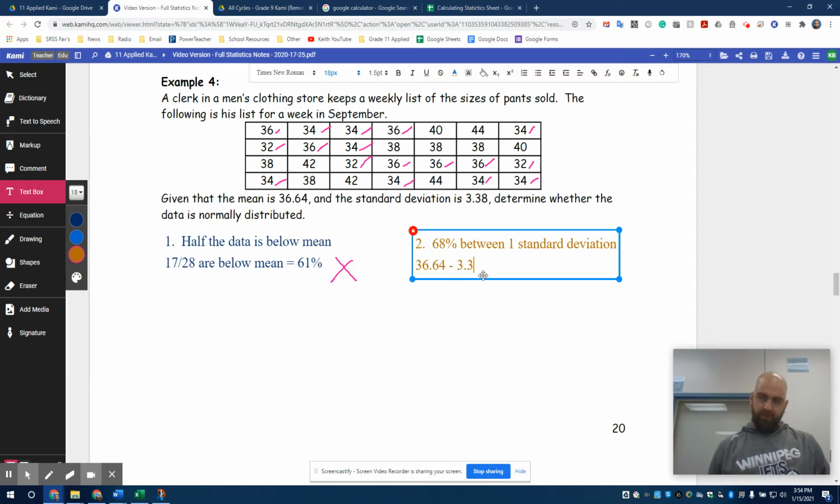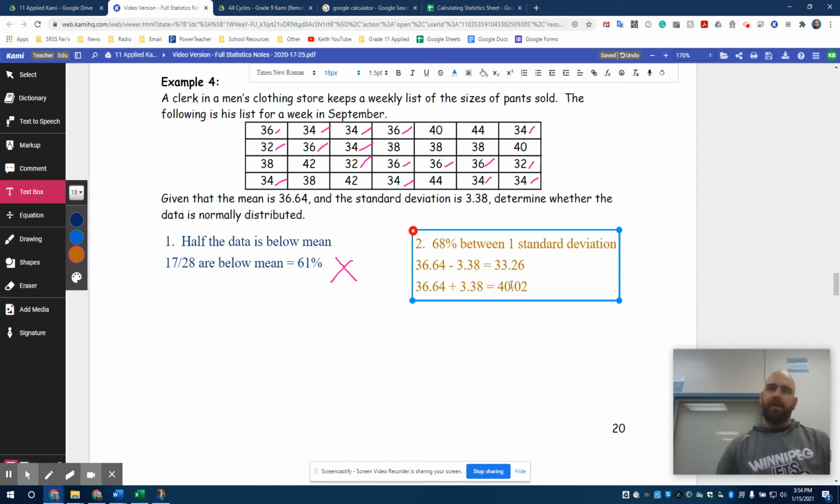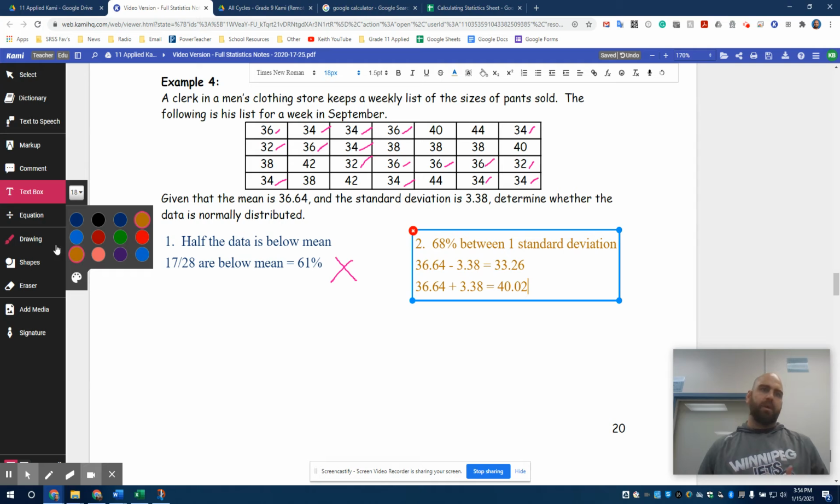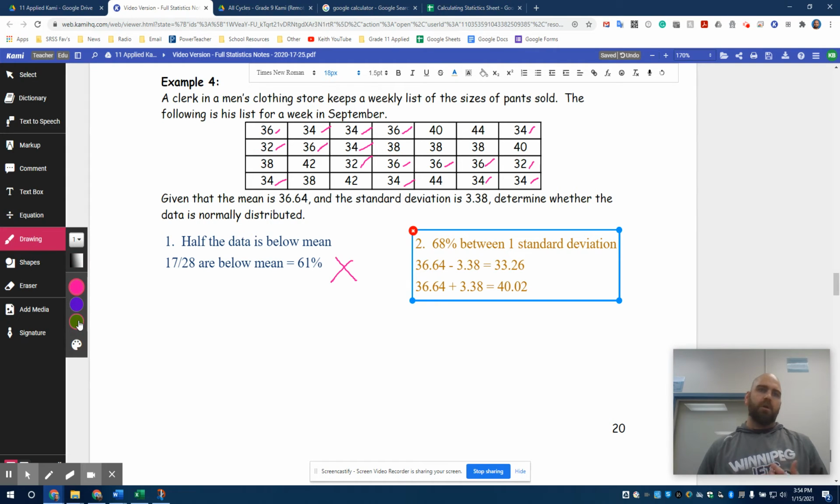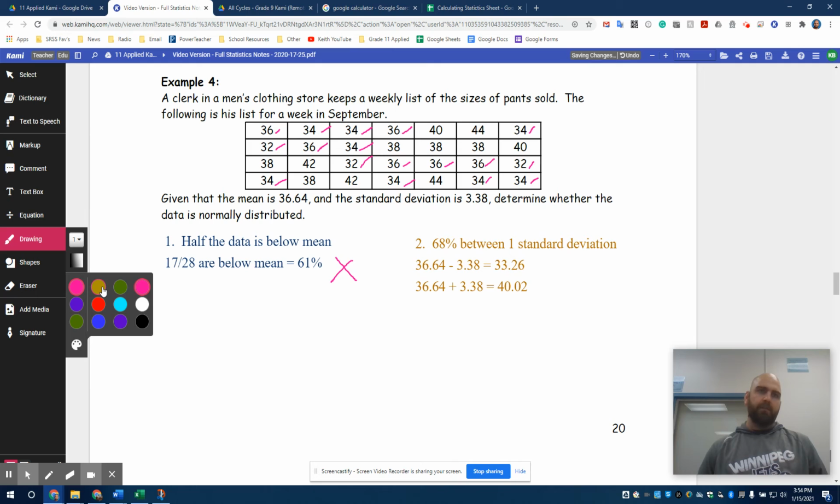36.64 minus 3.38 is 33.26. So we're looking for everything above 33.26 and below 36.64 plus 3.38, which is 40.02. So we're looking for everything between 33 and 40, with the pant sizes based on the way they are. We're looking for which ones are 34, 36, 38, and 40.